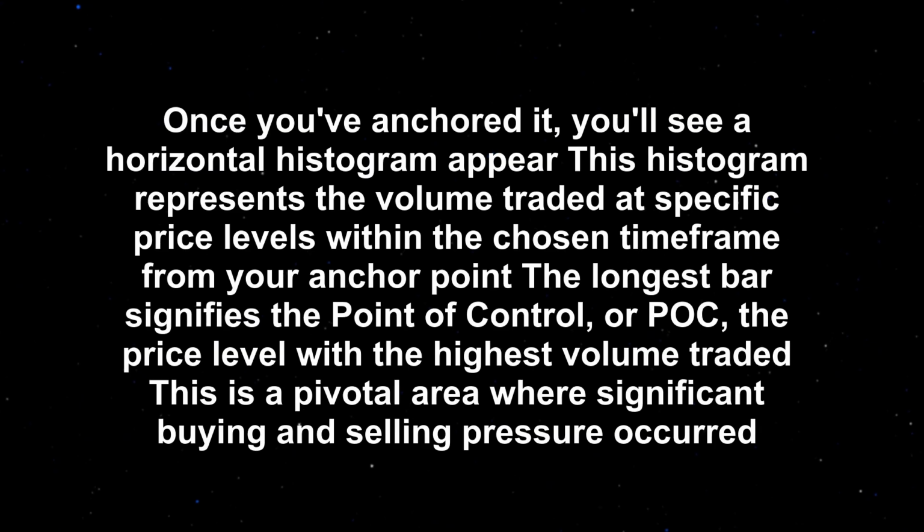This histogram represents the volume traded at specific price levels within the chosen time frame from your anchor point. The longest bar signifies the point of control, or POC, the price level with the highest volume traded. This is a pivotal area where significant buying and selling pressure occurred.